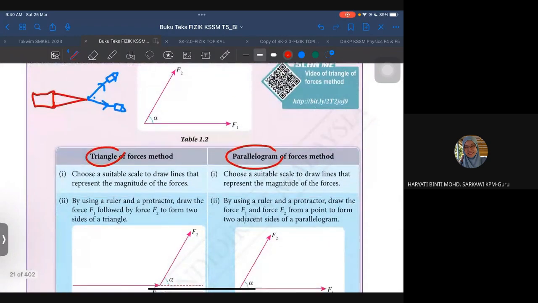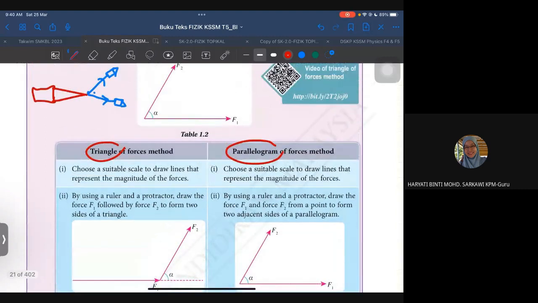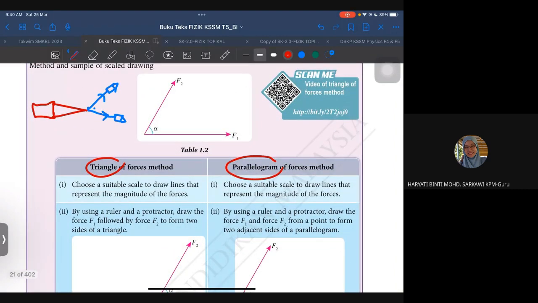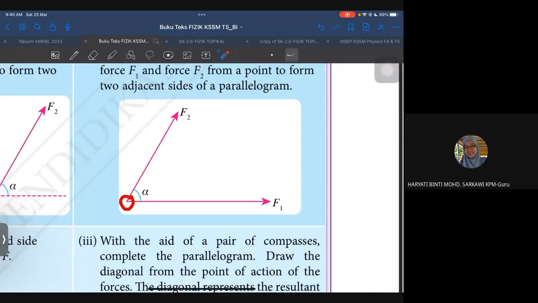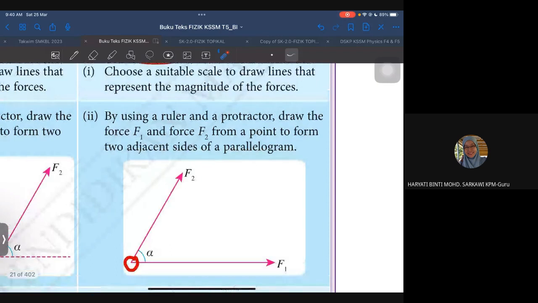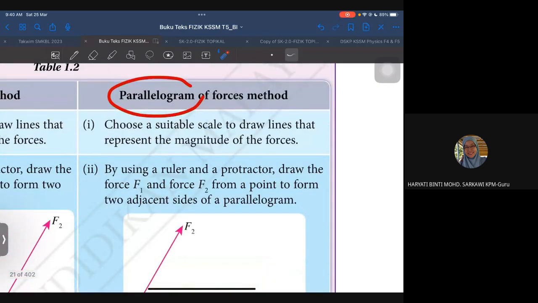So when you want to use the parallelogram method, the two forces, F1, F2, must come out from the same point. Like this, this is the point. You can see that arrow F2 is out from that point, arrow F1 also out from that point. Can you see it? The diagram must be drawn to scale, so you need to set your scale first.